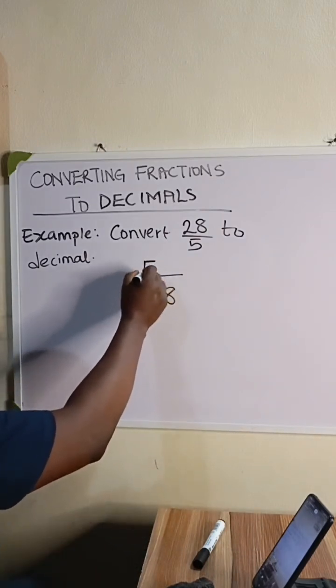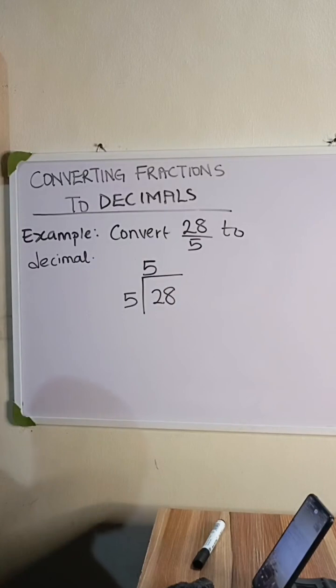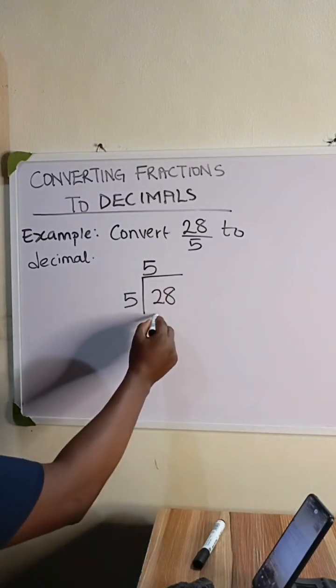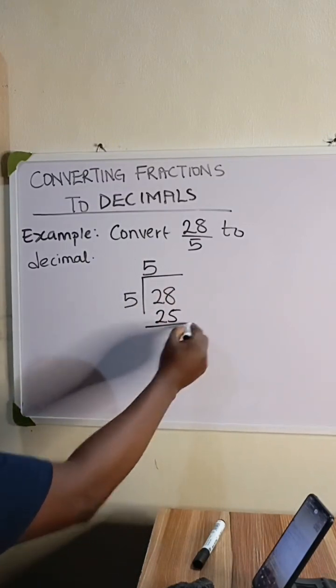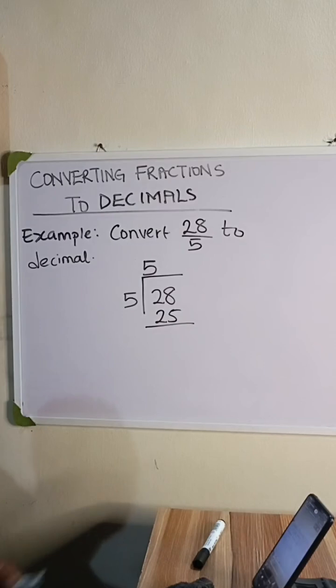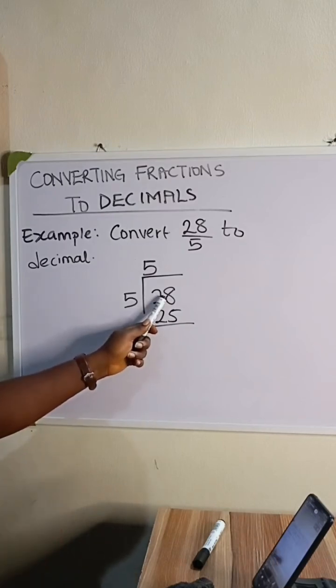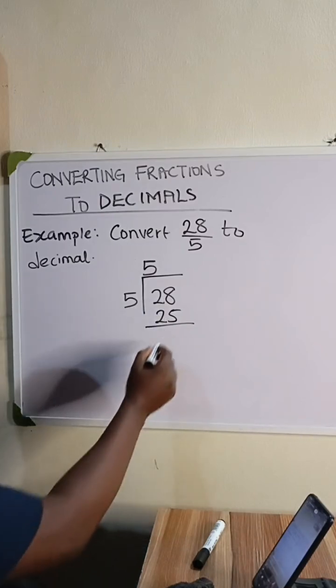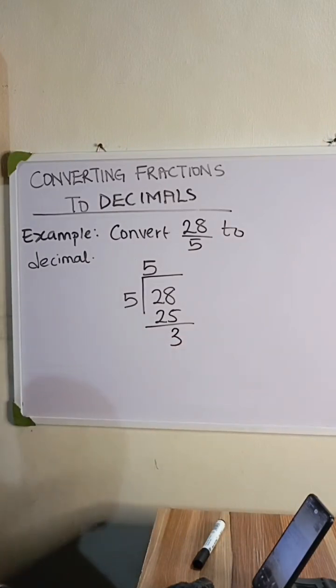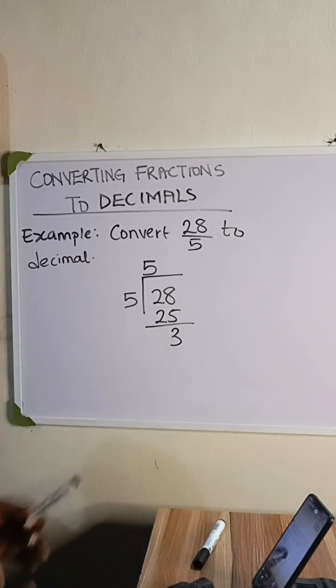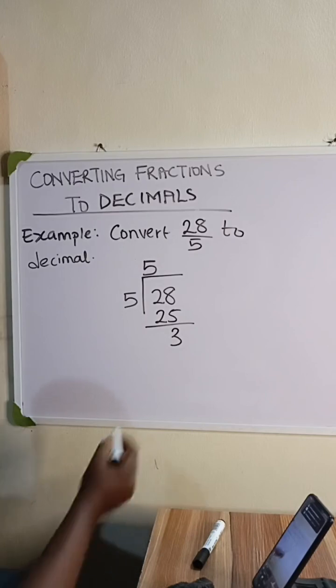So 5 times 5 gives us 25. And then 28 minus 25 gives us 3. Correct? 28 minus 25 gives us 3. So 3 divided by 5 is not possible. So we have to introduce a decimal.